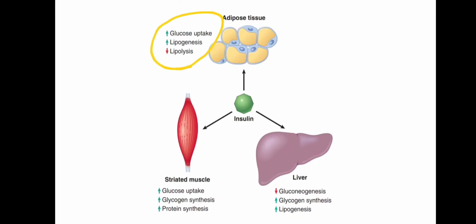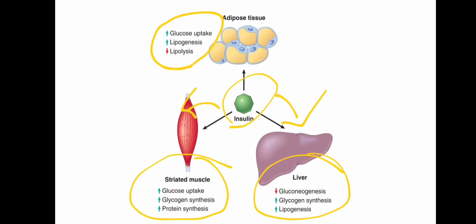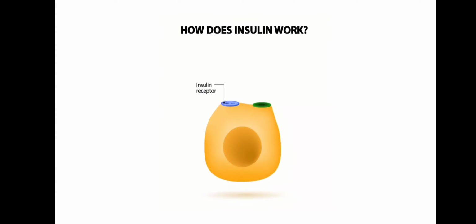In this picture, we can see the metabolic activities of insulin in adipose tissue, liver and in striated muscle. Here is a short demo on how the insulin works.